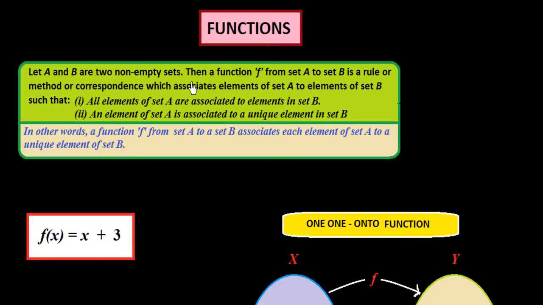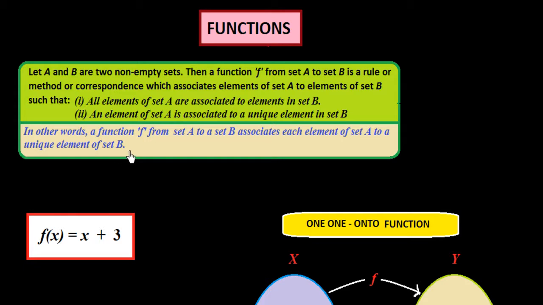Let A and B be two non-empty sets. Then a function f from set A to set B is a rule or method or correspondence which associates elements of set A to elements of set B, such that all the elements of set A are associated to elements in set B. That is number one. The other condition is that an element of set A is associated to a unique element in set B. Or in other words, we could say a function f from set A to set B associates each element of set A to a unique element of set B.